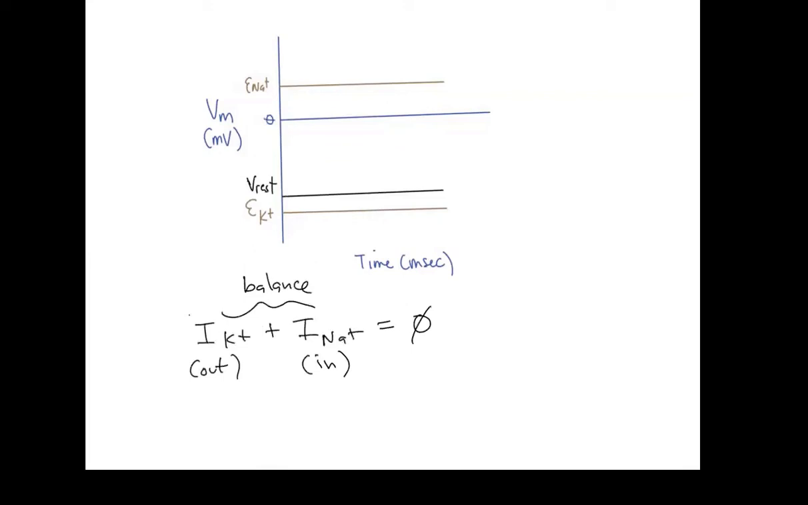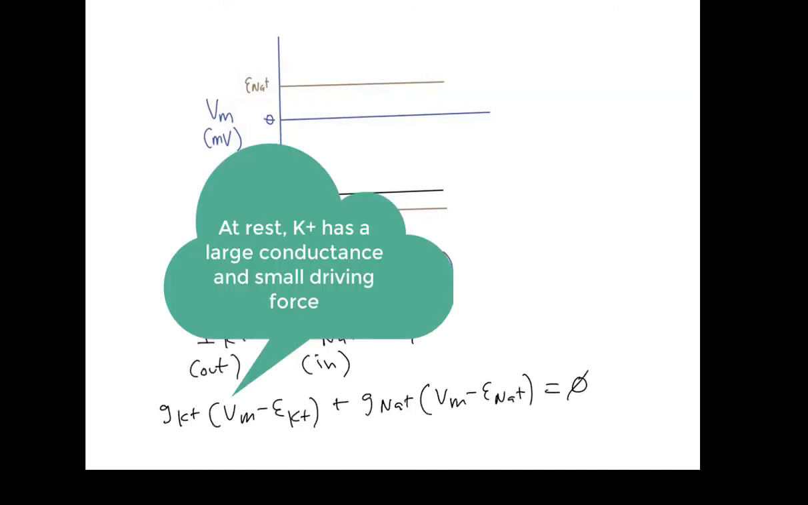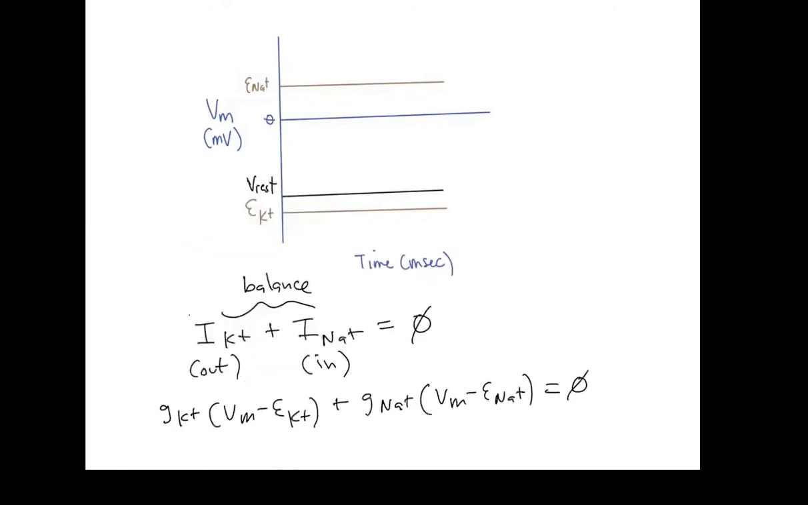Expanding this out using Ohm's law, we can see the conductance of potassium times the difference between the membrane potential, in this case at rest, and the equilibrium potential for potassium. That's the driving force. We can do the same for sodium, multiplied by its driving force. Because of the high conductance from all those channels we drew in for potassium, this is a high value, and the difference between the membrane potential at rest and the equilibrium potential for potassium is a small difference. So this is going to be a small number. They're going to be close together.